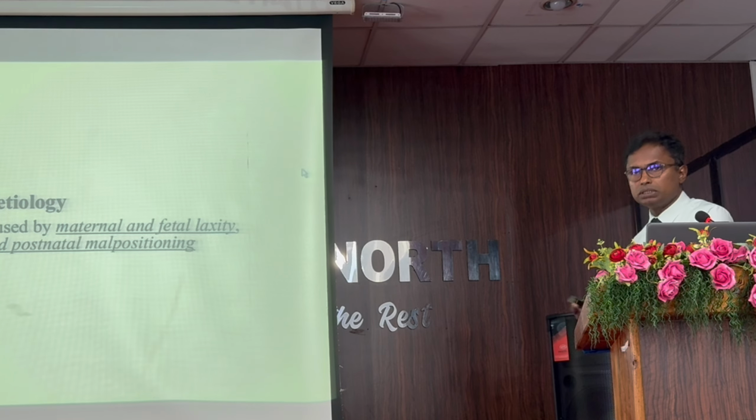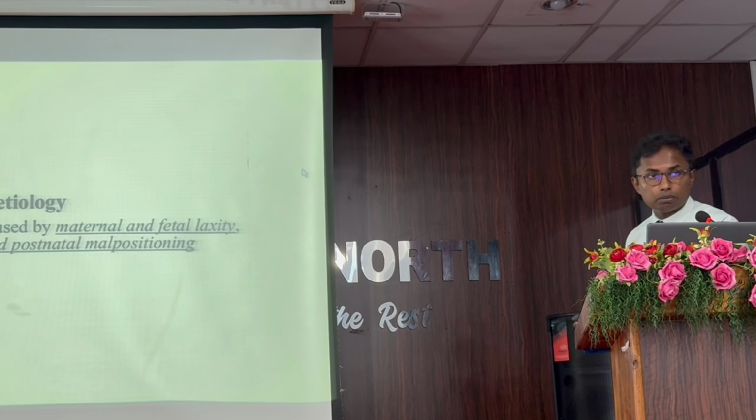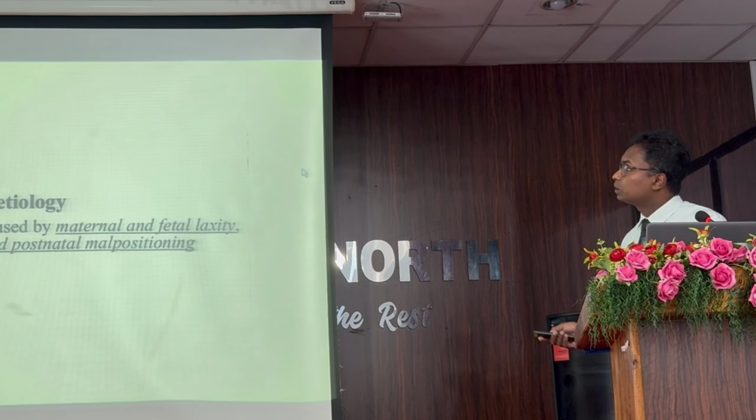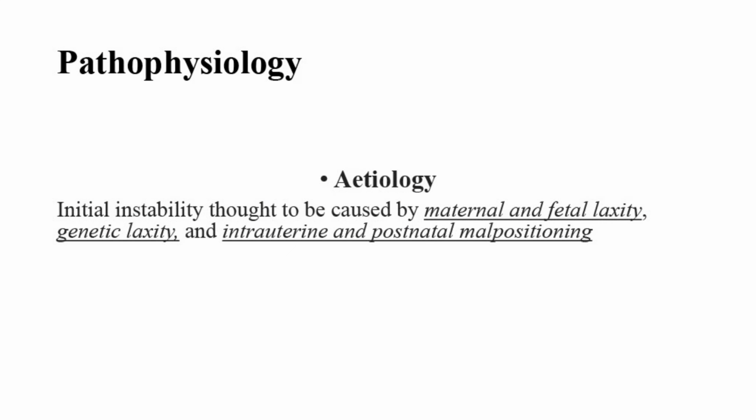So when we are talking about the disease, we have to talk about the pathophysiology and the pathoanatomy related to this condition. The etiology is initial instability of the hip, which impinges on the acetabulum, prevents the development of the acetabulum, and stretches out the capsule. So that's how it started. It started due to instability.